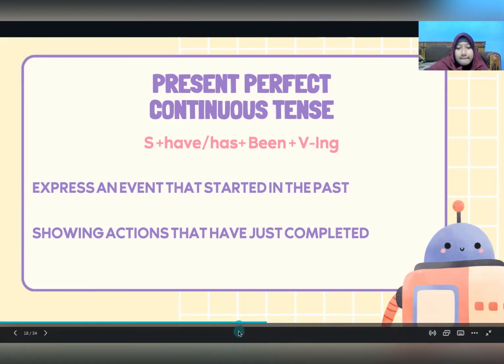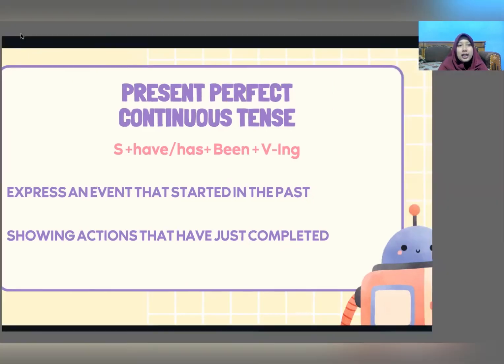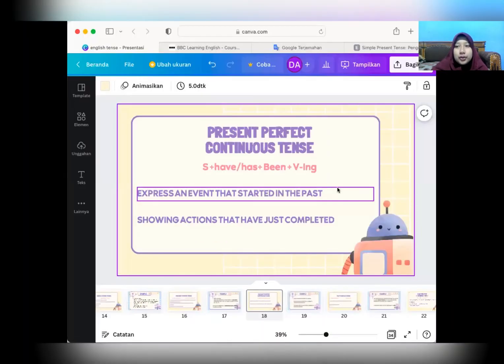So this is about the present perfect continuous tense. So I will go to the next tense.